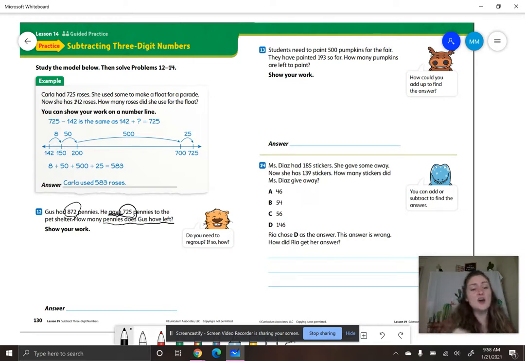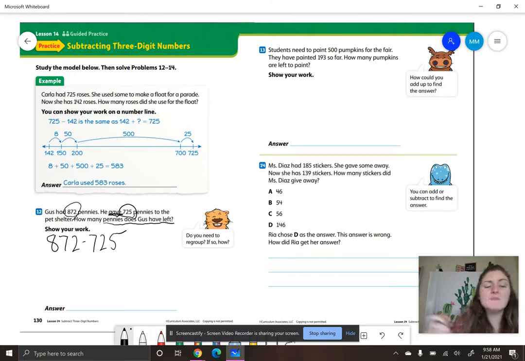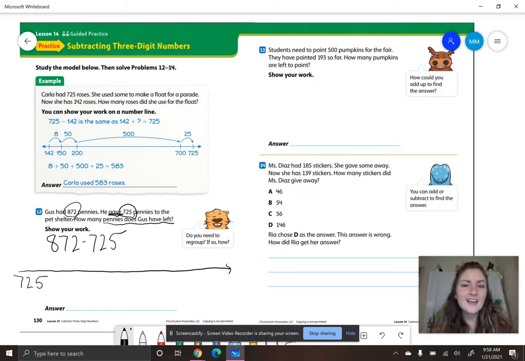725. So if I know 872 minus 725, that means I can do an addition problem starting with the part that I know. What's the part that I know? 725. And I'm going to add my missing part on an open number line to get to my whole. What is my whole? 872. I can use addition to help me find my difference. My difference is the part that's going to be left. Okay, are you ready? All right, let's do this.